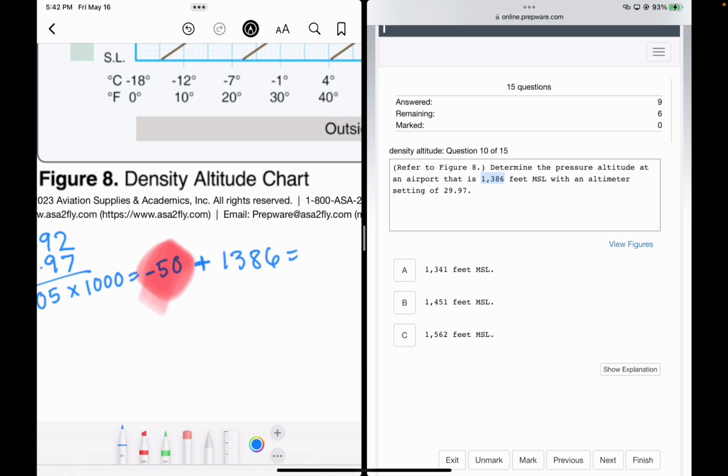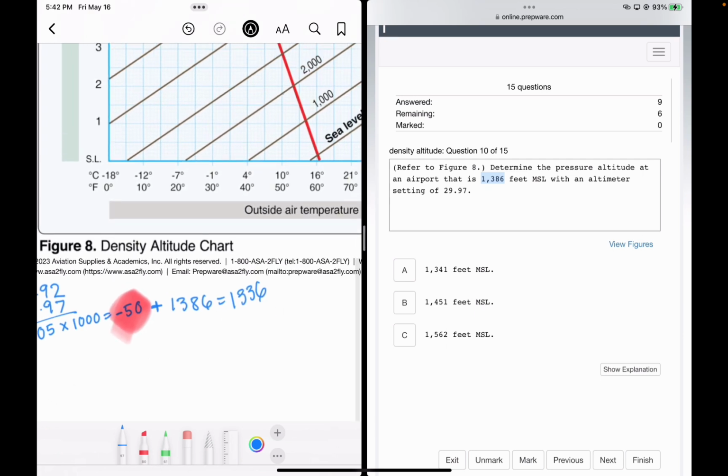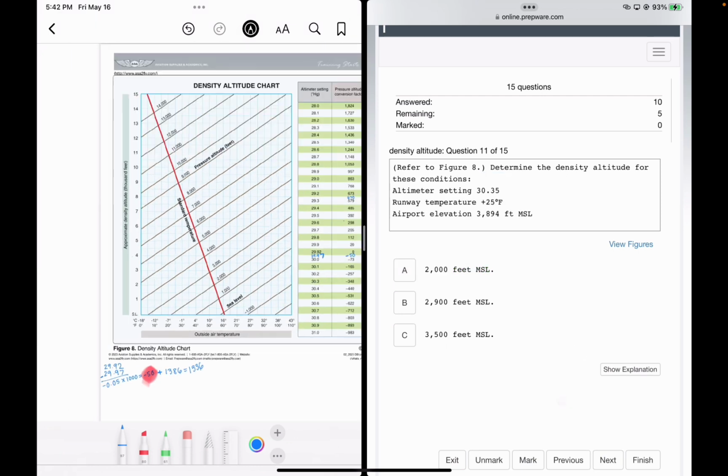You do the math. 1386. It's 1336 is what I got. And of course, we look at the answer and none of them match what we calculated. So what do we do? Just pick the one that's the closest. There. Perfect. Congratulations, everyone. You're smarter than a third grader. Let's go next.